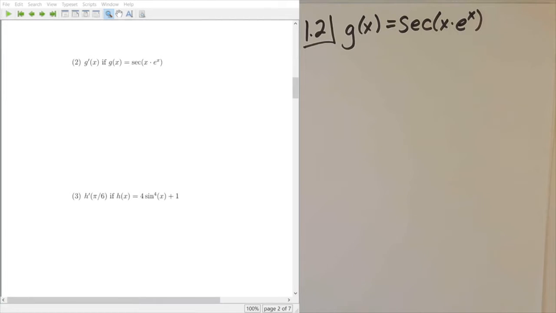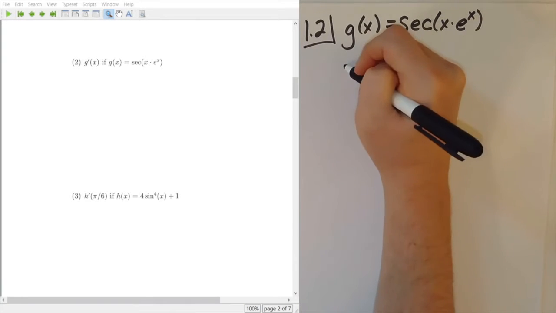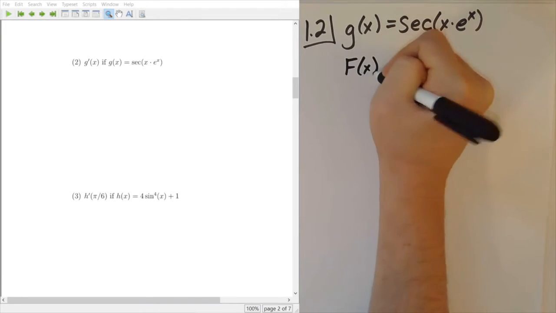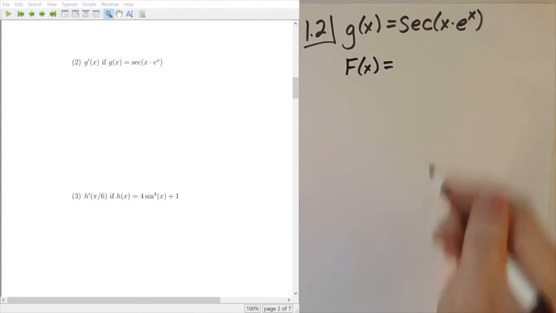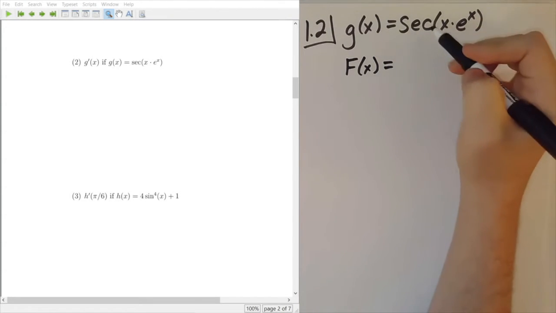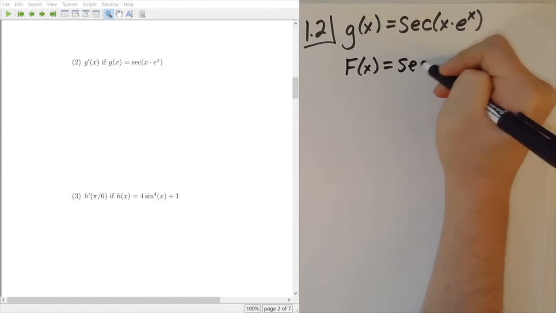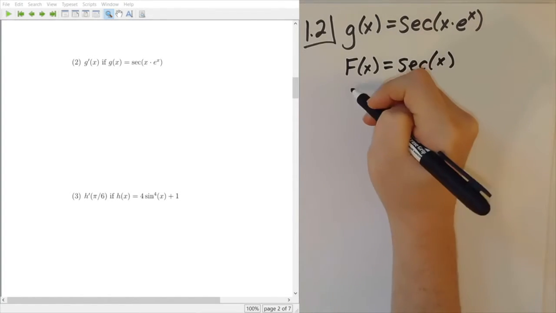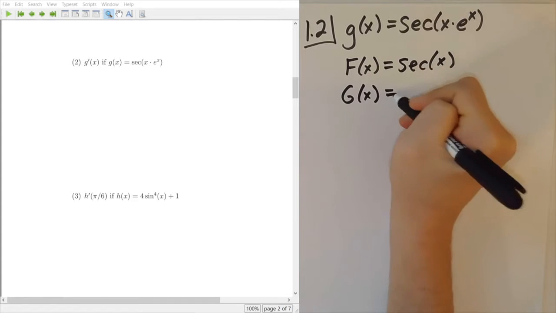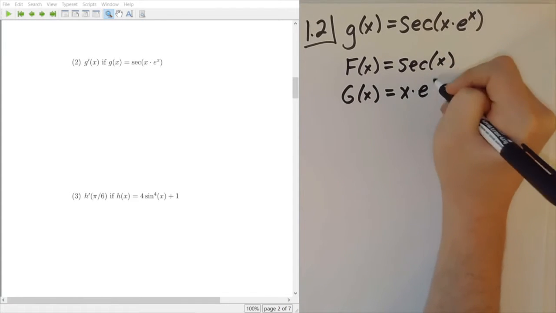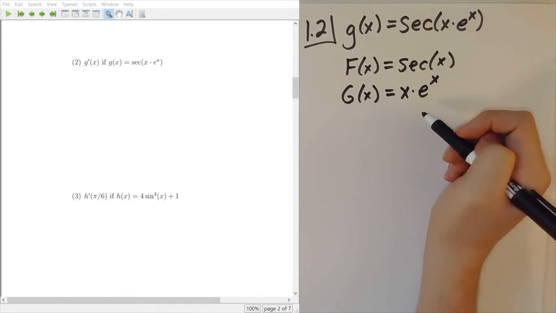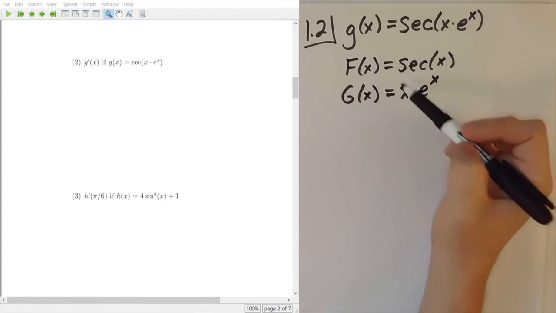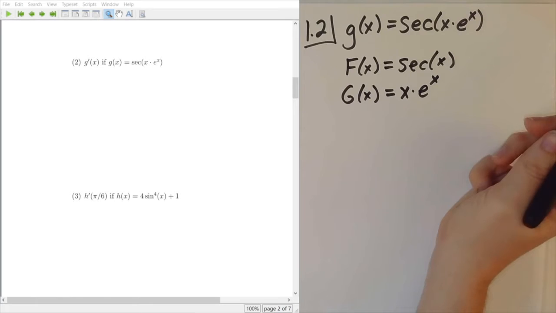Okay. Again, now that we're going to do the question, this is a chain rule question, so we have to decide what are our inside functions and our outside functions. So our outside function here, I should say, is secant of x. Our inside function is x times e to the x. Putting these together would give us secant of x times e to the x, which is what I want.